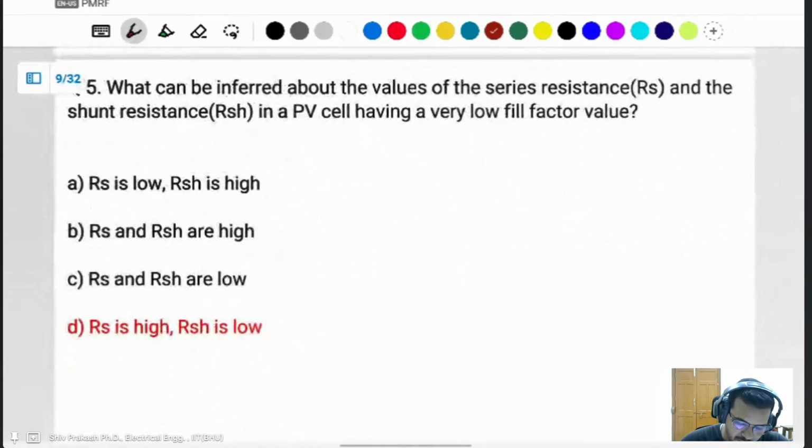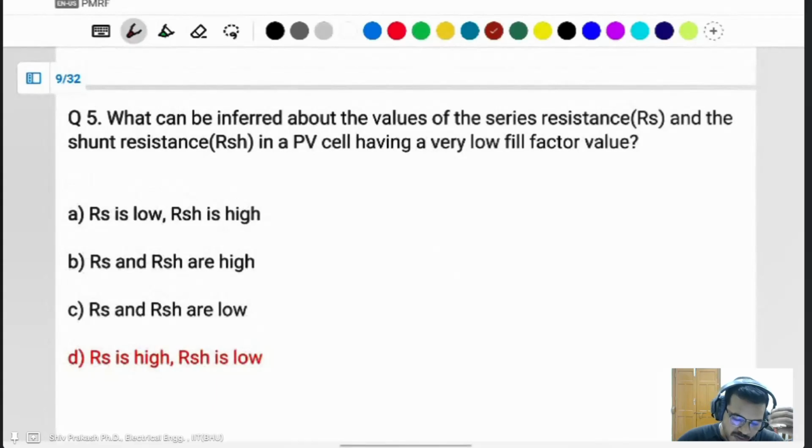Okay. So what can be inferred about the value of the series resistance and the shunt resistance in a PV cell having a very low fill factor?